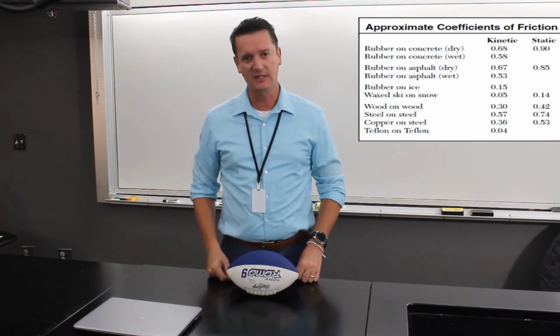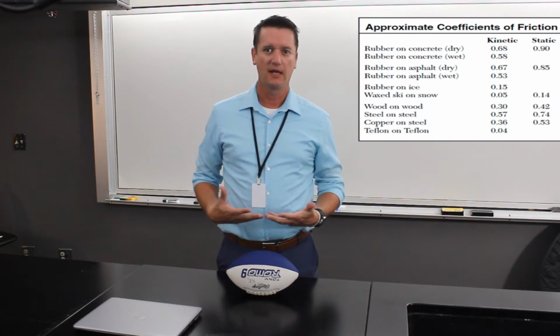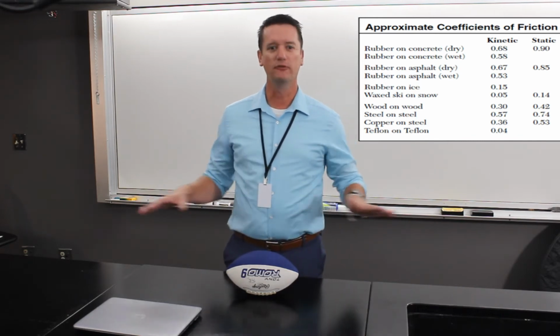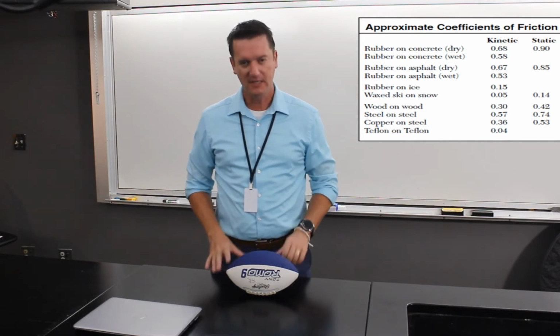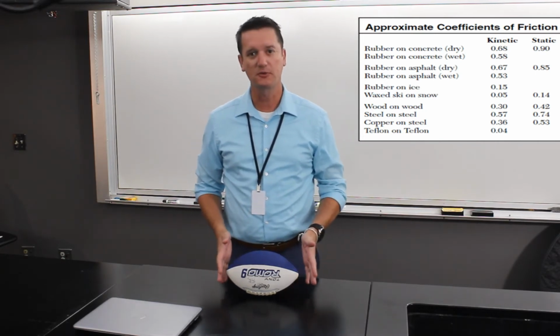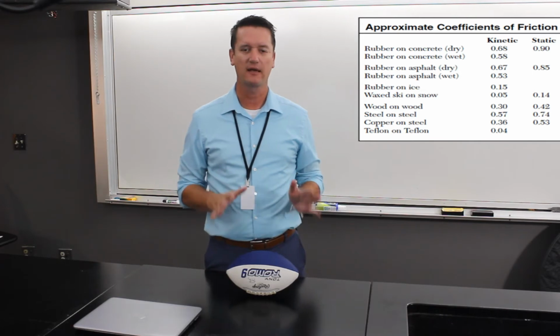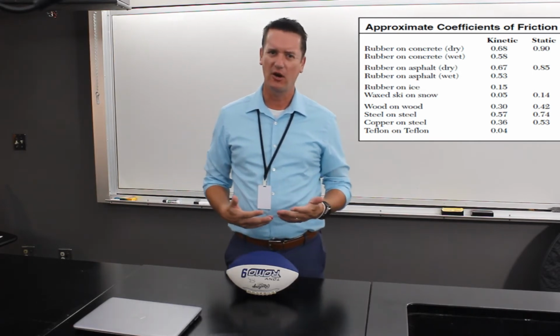The first type of friction is actually called static friction. And static friction means not moving. If things are not moving, we call it static friction. If you look at this football sitting on this desk, the frictional force between the football and the desk is called static friction. Now, what actually causes this?